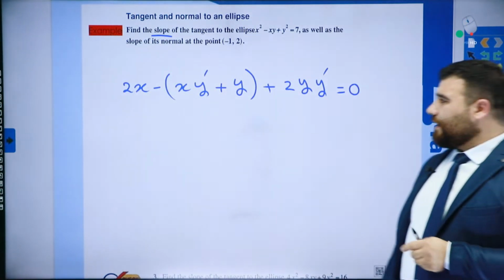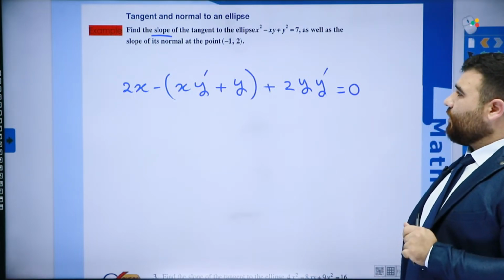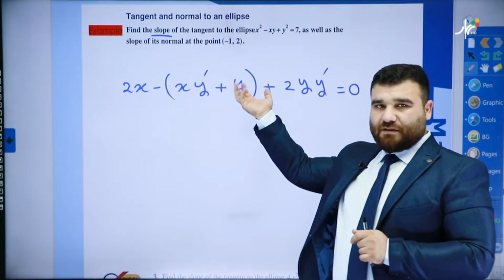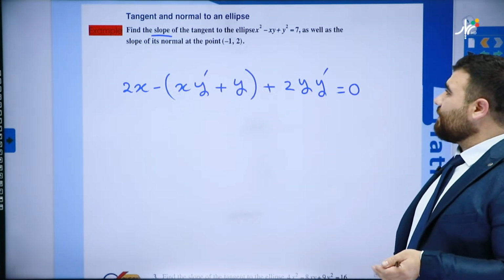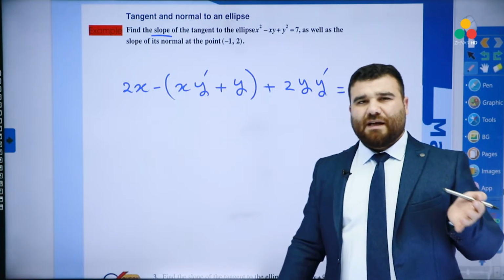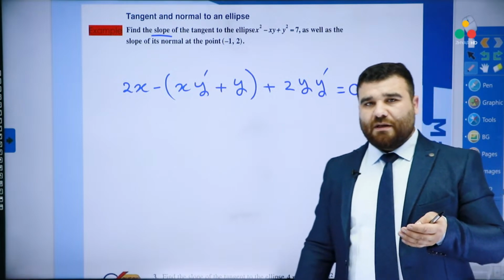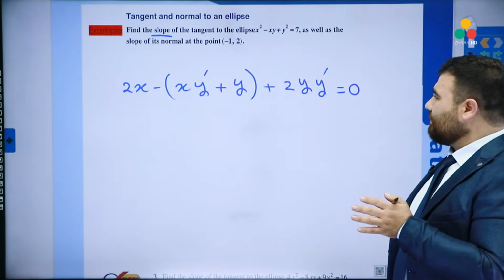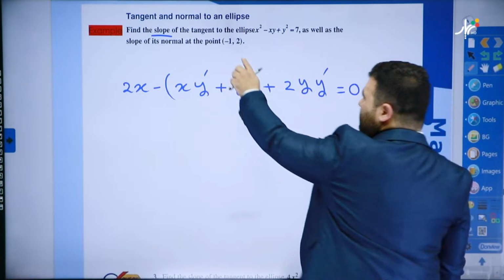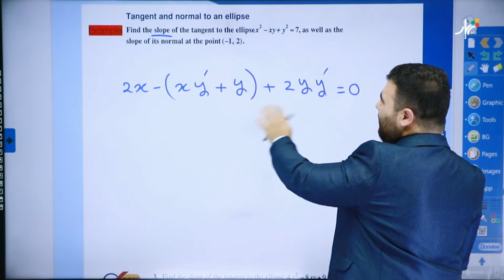Now if I make y prime alone, it will be the derivative. Or if I directly put the values of x and y here, I save a little bit of time. I don't need to simplify. The question is not about finding y prime, the question is about finding slope. And if I need to find slope, I don't need to make y prime alone. There are a lot of chances of making a mistake. I directly replace every x with negative 1, every y with 2, and keep the y primes as they are.